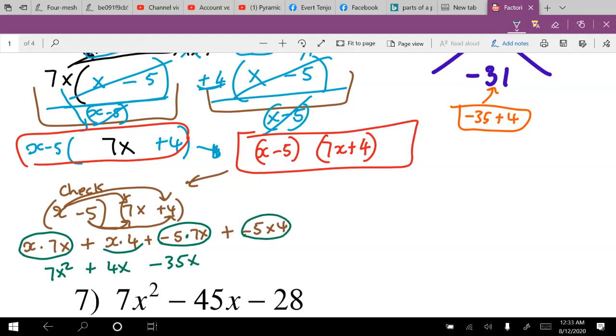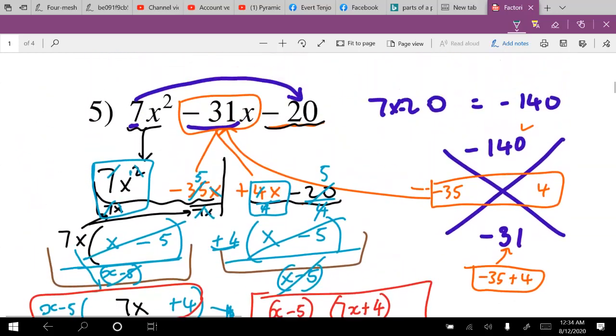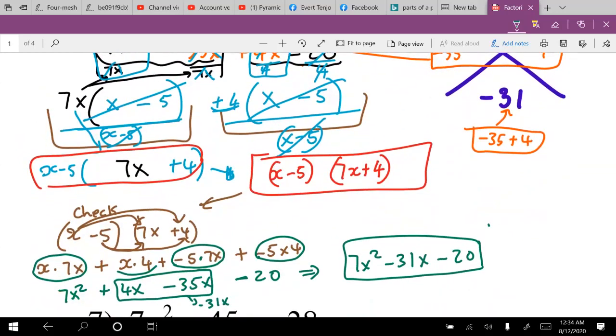-5 times 4 is -20. Now remember, we have two x terms, so we can add -35 plus 4, and we're going to get -31x. So this equation becomes 7x squared minus 31x minus 20. Does it look the same as the original? Yes, so we are right. So the answer is right.